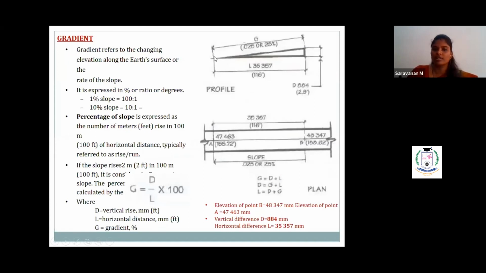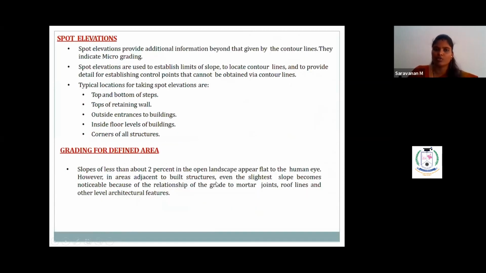So this is your horizontal length, which is 35,357, and your D is 884, which is the vertical distance. So G = 884 / 35,357 × 100, whereby you get this G as 25%. When you divide this, you will get the percentage of slope which you're going to achieve. This is how you find your percentage of slope.